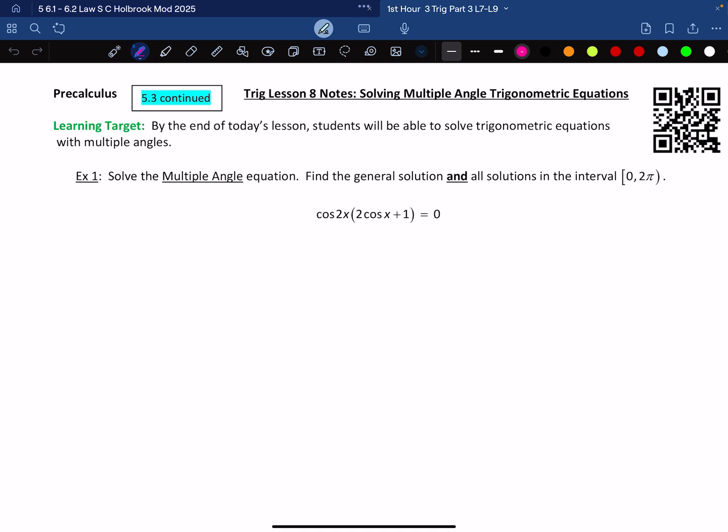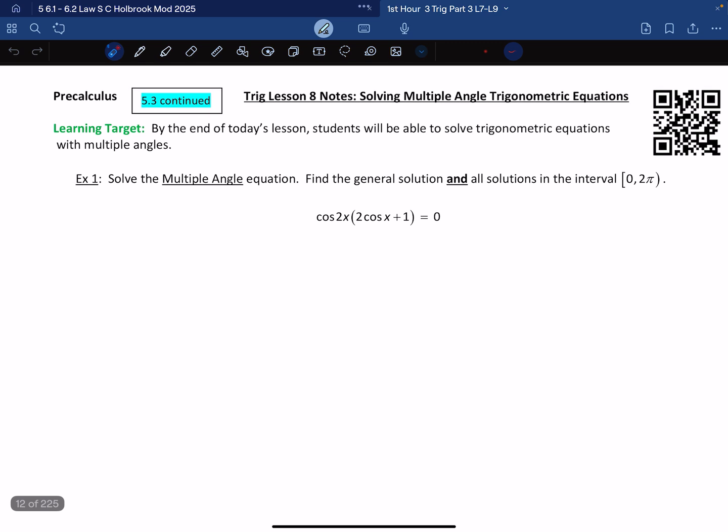Hello class. Today we will be learning about solving multiple angle trigonometric equations. And it's just the same thing that we have been doing here. The only difference is you're going to notice that instead of just x on some of these, you're going to see 2x, maybe 4x. You're multiplying x by some number. But the process is exactly the same.